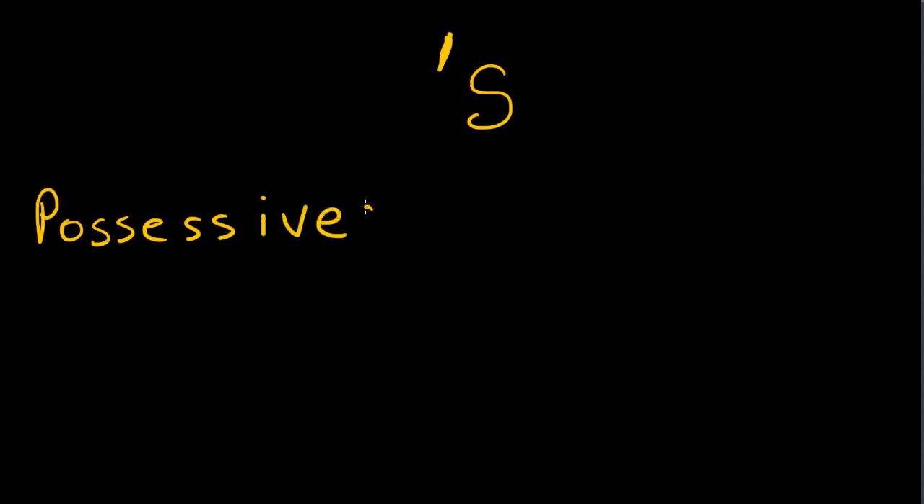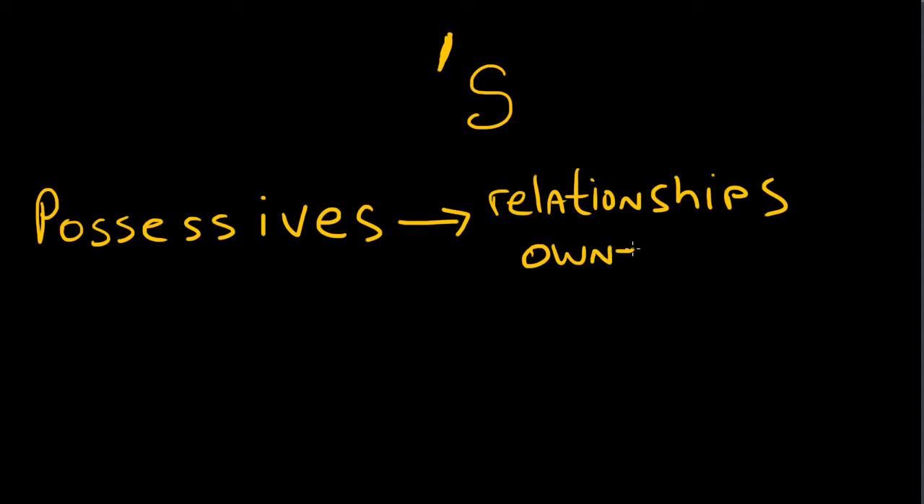In this English video, you will learn how to use the possessives, the apostrophe S. How do we use that apostrophe S? We use it with possessives to show relationship or ownership. Remember, ownership is when something belongs to you. It's yours. And relationships are things that we have with our family, for example.